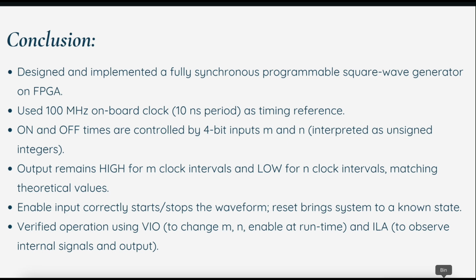To conclude this experiment, we designed and implemented a fully synchronous programmable square wave generator on the FPGA. We used the 10 MHz onboard clock as our timing reference, which has a period of 10 nanoseconds. The on and off times of the output are controlled by the 4-bit inputs M and N, treated as unsigned integers. As a result, the output stays high for M clock cycles and low for N clock cycles, exactly as expected from the design.